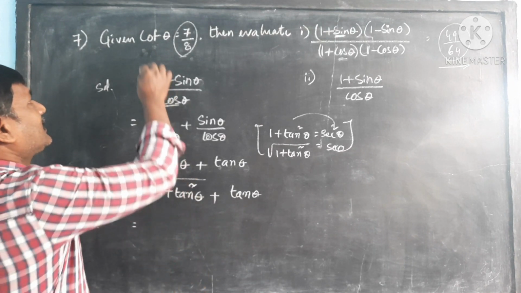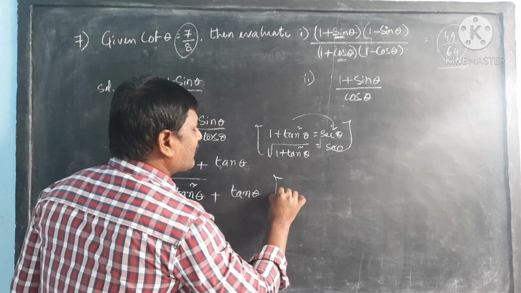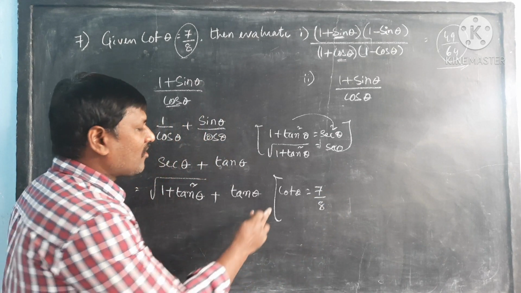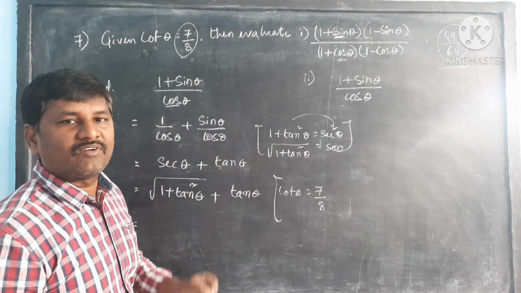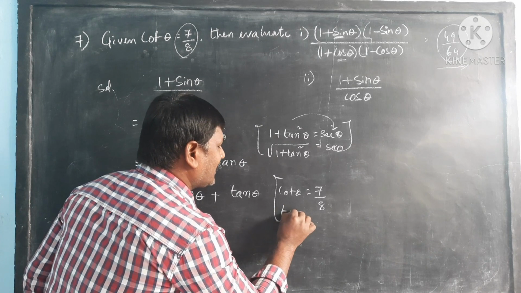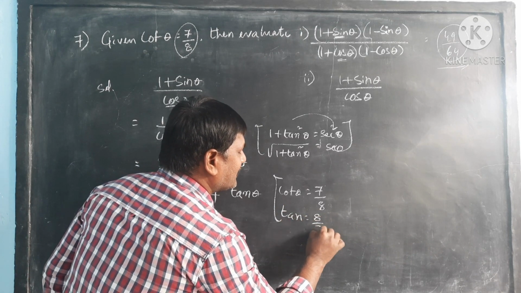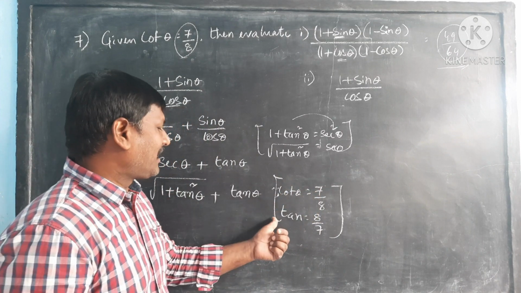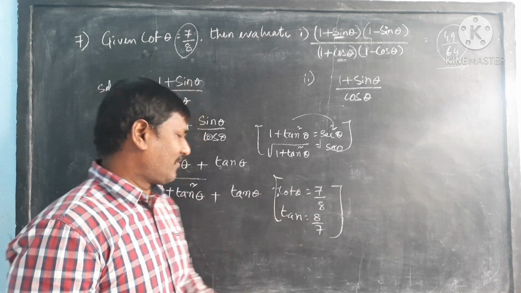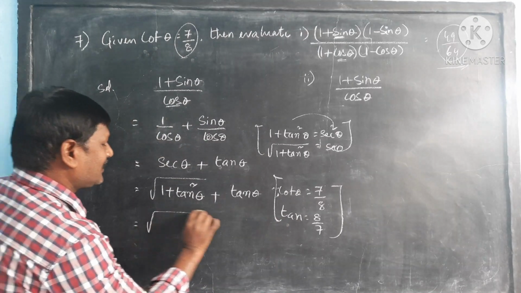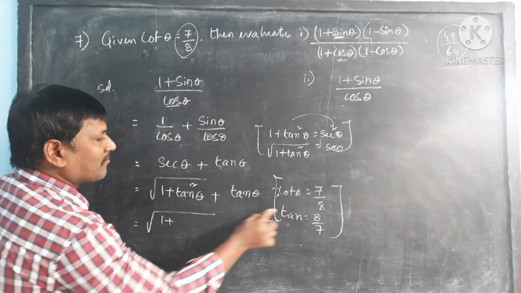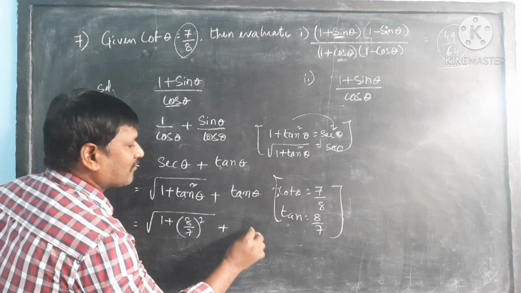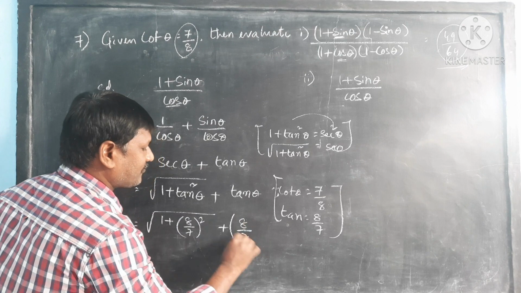This is because the question gives cot theta. Since the question gives cot theta is equal to 7 by 8, we know that cot theta is the multiplicative inverse of tan theta. That is, tan theta is equal to 8 by 7. Since cot theta is equal to 7 by 8, tan theta will be 8 by 7. Now substitute this value. You get the square root of 1 plus (8 by 7) whole square, plus tan theta, which is 8 by 7.